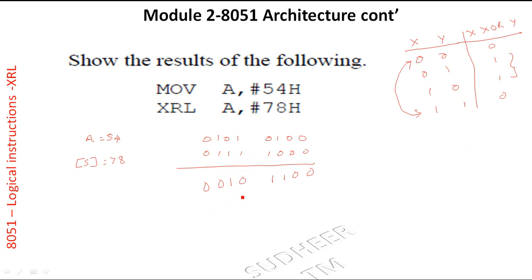If you perform XRL again, let us see. We will perform XRL A comma #78 again. We will see the application in detail in the next slide. If you carefully examine the result within the accumulator, it was 54.